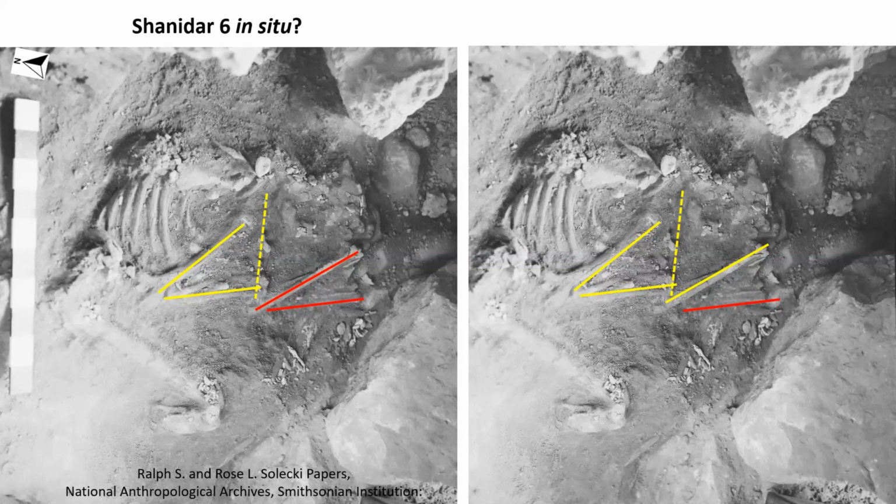The only bits that could potentially be what's been described as this other individual, which they ended up calling Shanidar 6, is perhaps a long bone here. We've got lots of fragments here. This is unidentifiable in the photos themselves. They also reported that there were some more jumbled remains here, possibly here, possibly here, and this is where the cut went through here and here to remove the block.